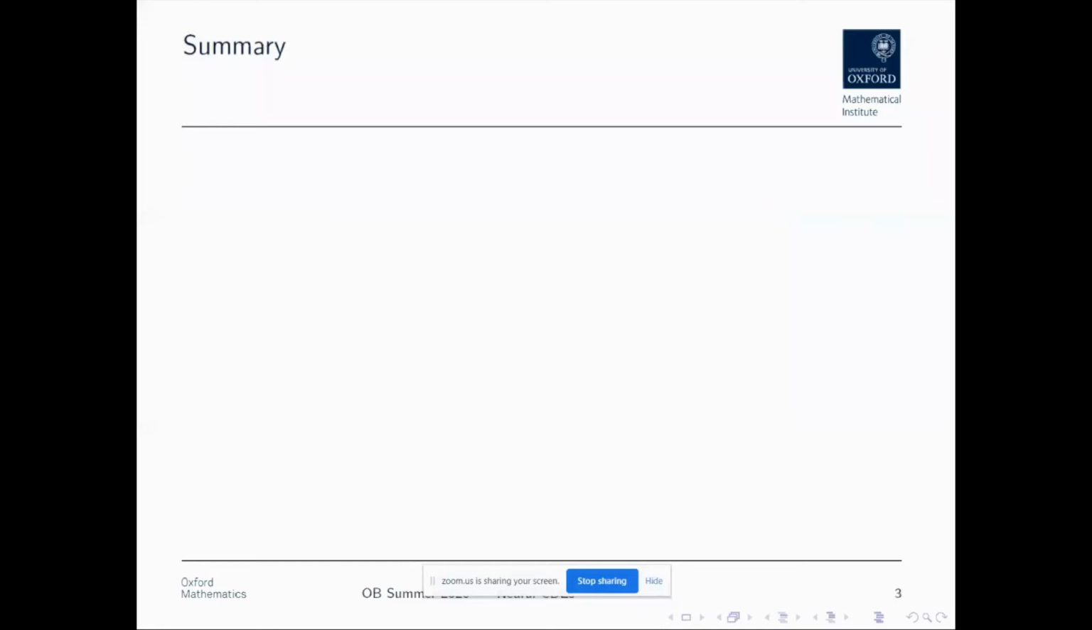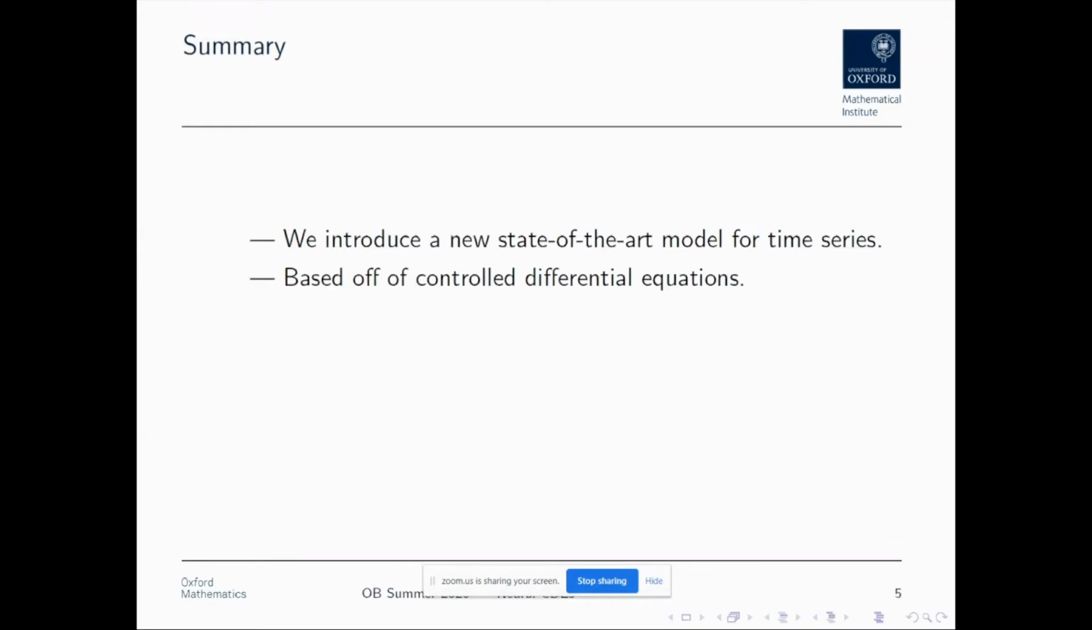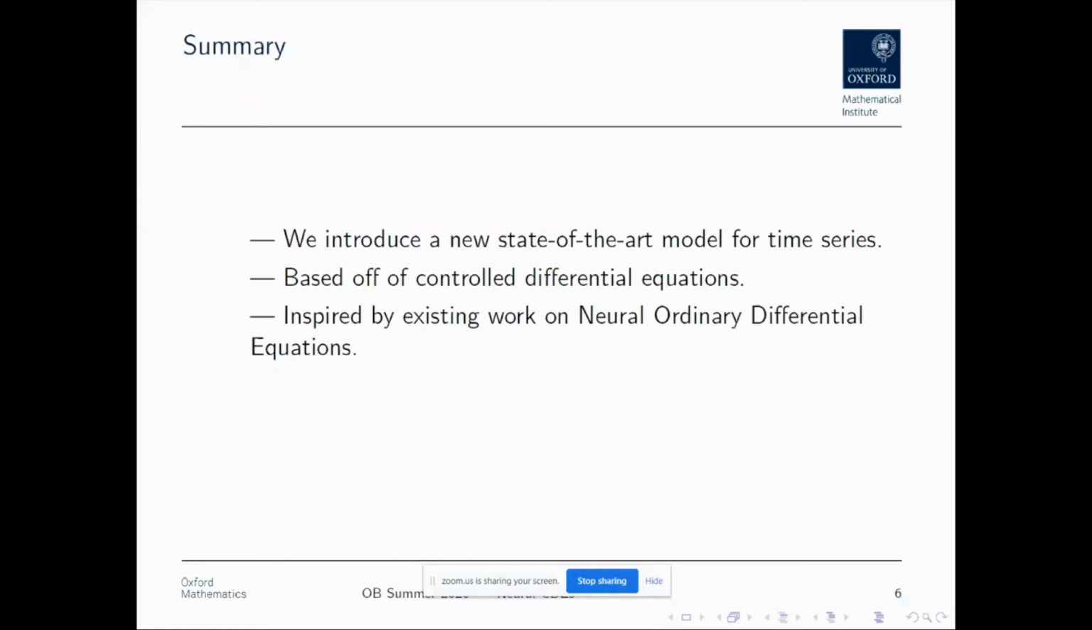Now, what's a quick summary of what's going on here? We introduce a new state-of-the-art machine learning model for time series, and it's based off of the language of controlled differential equations, which we all know and love. And it's inspired by existing work on the neural ordinary differential equation model.